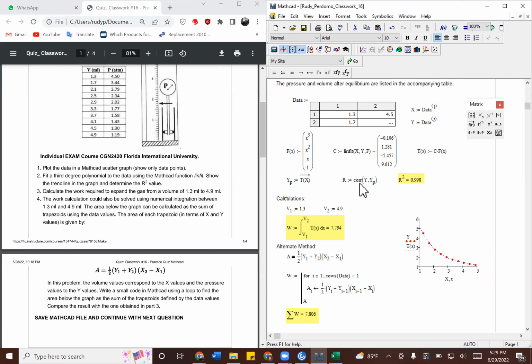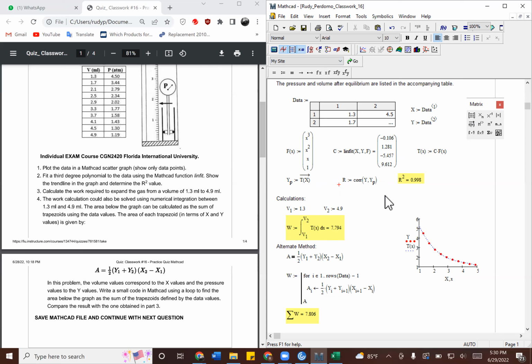To get to CORR, is it in one of these, or no, you just write it out. Y, comma, Y.P, right? Yes. For anyone that doesn't know, you use .P because you're just naming a variable here. You're not referring to a value in the Y vector. You're just naming a variable. So MathCAD just gives you R.